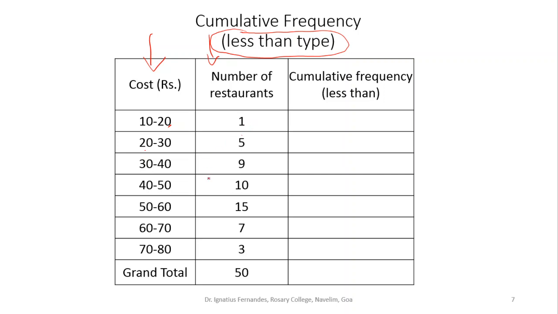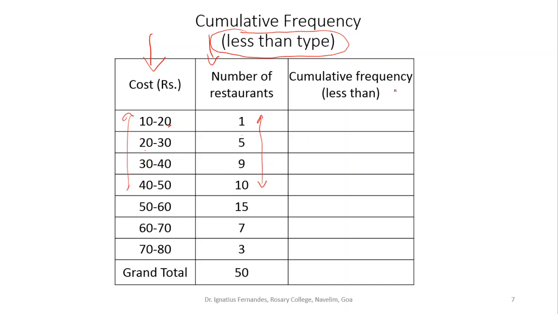So when we want to answer questions of this type, suppose I want to find out how many restaurants serve a meal for less than rupees 50. Now when I say less than rupees 50, this will include all these restaurants. These are all the restaurants which give their meal for less than rupees 50. Even 10 to 20 is less than 50, and 20 to 30 is also less than 50. So if you have to answer how many restaurants give their meal for less than rupees 50, then I have to basically add each of these values.